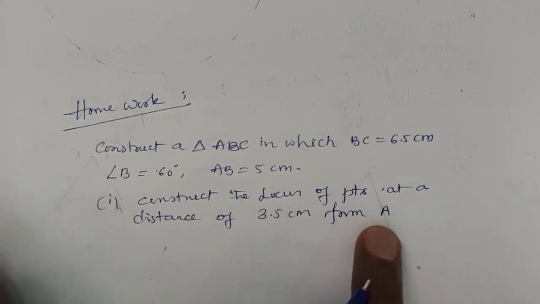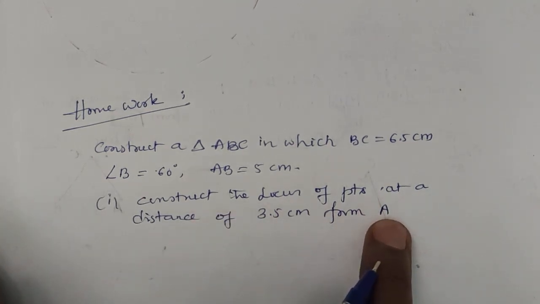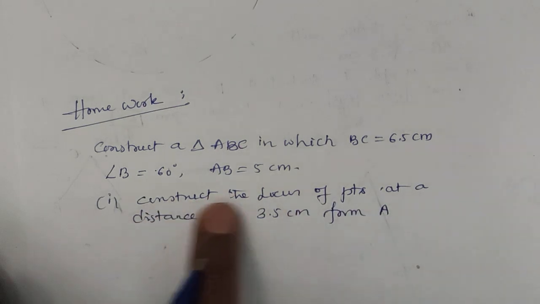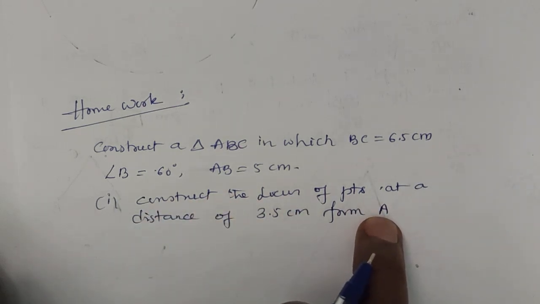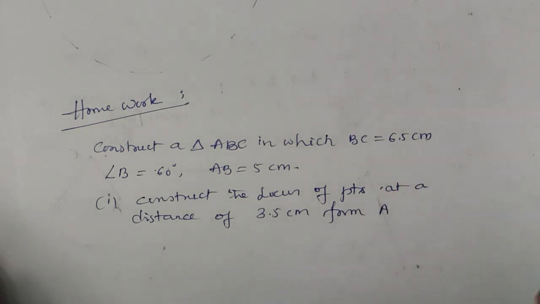Look here. The end of the line gives you the complete answer in locus. Always remember, in locus the end point is very important. They left the question from A. A means a single point. A single point is given. It is a fixed point. For a fixed point, the locus is a circle. Remember those 4 conditions. Memorize.